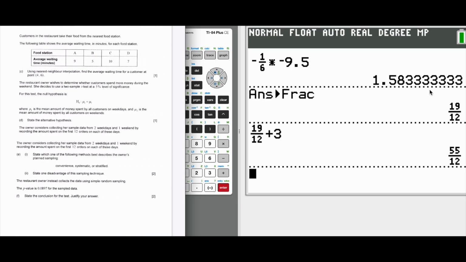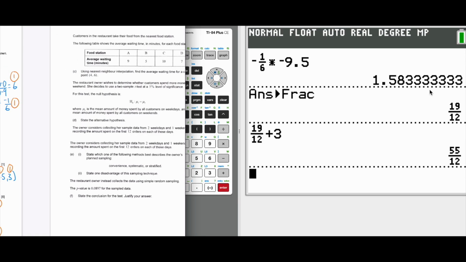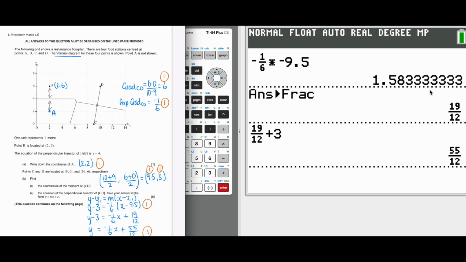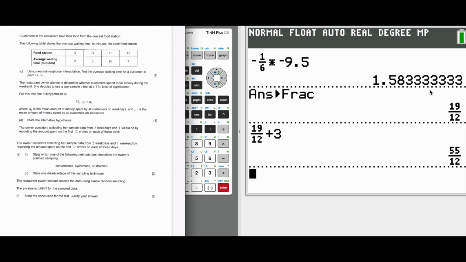So the second part of this question, it says that customers in the restaurant are waiting to take their food, and they've calculated the wait times for A, B, C, D using the nearest neighbor interpolation. At the point 4, 6, how long am I going to wait? So 4, 6 is this coordinate just here. I've actually covered it up. And we can see that the closest one is obviously B. So to find out how long they take, I actually just take the answer from B, which is 5 minutes, and therefore we expect them to take 5 minutes.